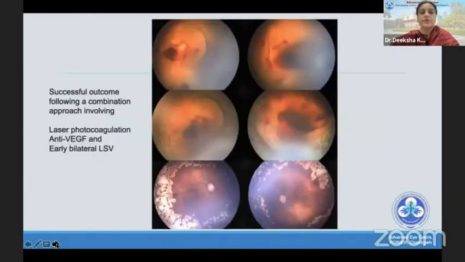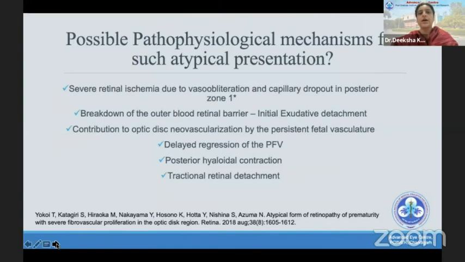This is one example of a successful outcome following a combination approach including laser photocoagulation, anti-VEGF therapy, and early bilateral lens-sparing vitrectomy, all done within 2 weeks of presentation. We hypothesized that severe retinal ischemia due to vasoobliteration and capillary dropout in posterior zone 1 and breakdown of the outer blood retinal barrier leads to the initial exudative retinal detachment. There is a contribution to the optic disc neovascularization by the persistent fetal vasculature. There is possibly delayed regression of the persistent fetal vasculature, and ultimately there is posterior hyaloidal contraction and a tractional retinal detachment.